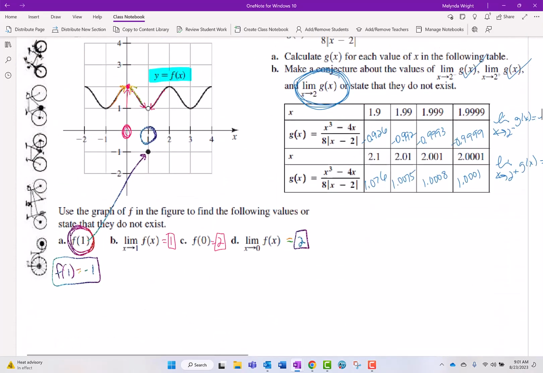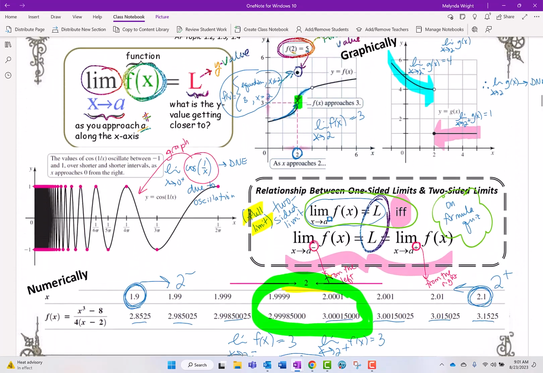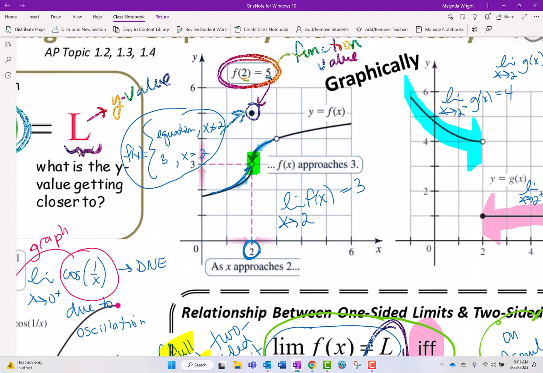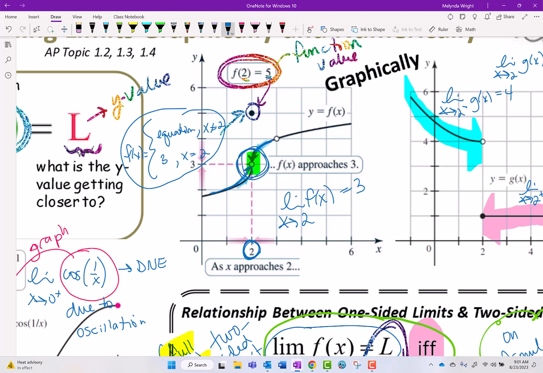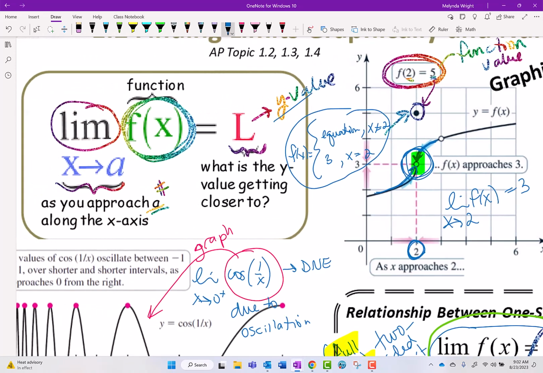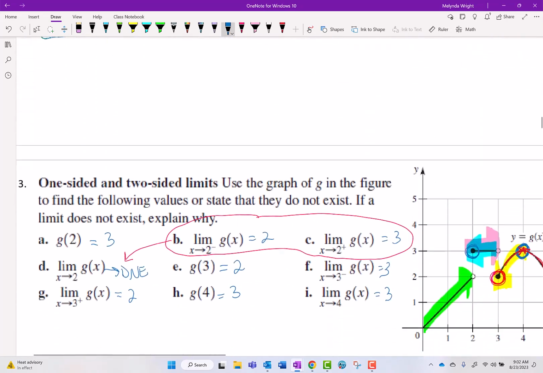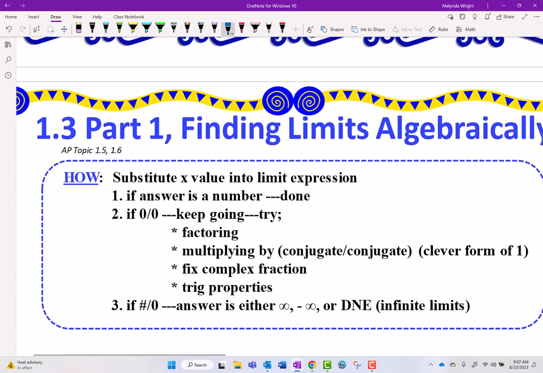I'm just going to run over here just to remind ourselves what we were doing. So if we're looking at it graphically, we were looking from the left and from the right. We were seeing whether we approach the same y value. Remember, the answer to a limit is the y value. Okay, the answer to a limit is the y value. So let's look at how we would work these algebraically.